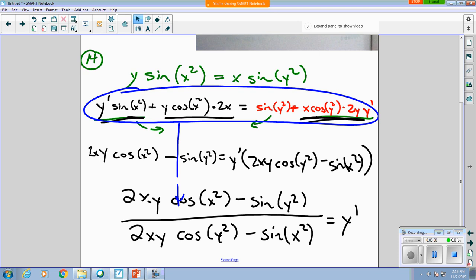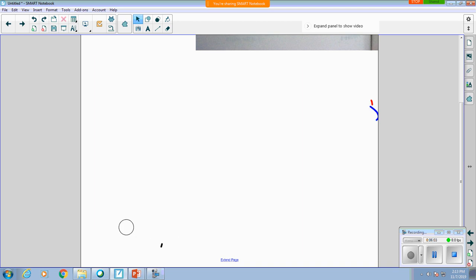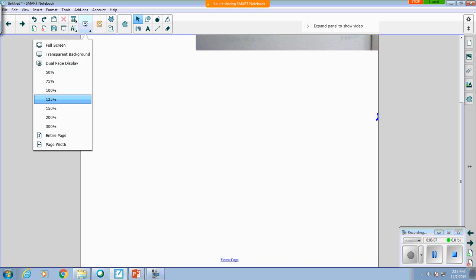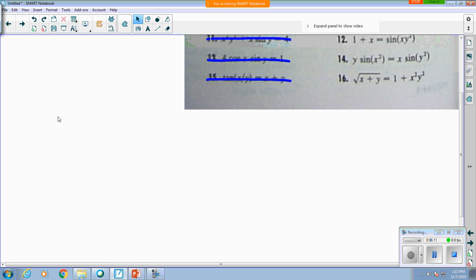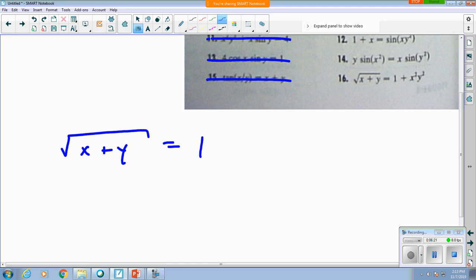I'm going to erase this. Last one of the evens in this little section of practice problems. If I go back up to the top, maybe we can just get 16 in the window. There we go. Again, now we can see it's going to be a chain rule because it's the square root of x plus y equals 1's easy, x squared, y squared. So you got a chain rule and a product rule.